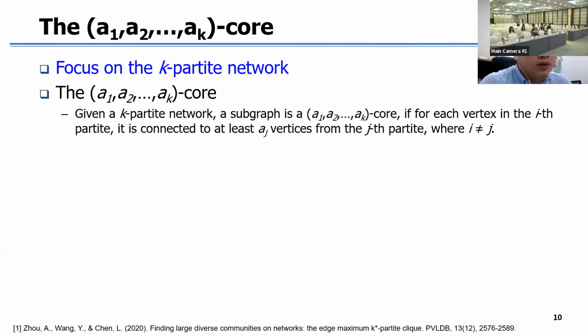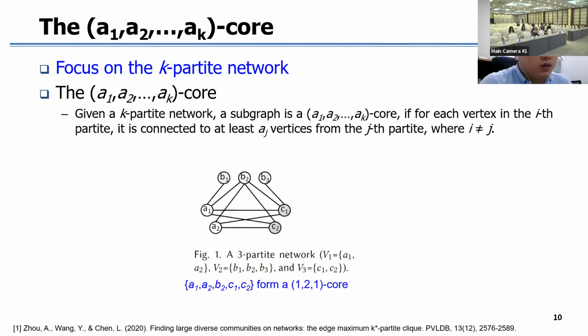if each vertex in the i-th pattern is connected to at least kj vertices from the j-th pattern, where i does not equal j. For example, this is a three-pattern network. The first pattern contains vertices A1 and A2, while the second pattern contains vertices B1, B2, and B3. The third pattern contains vertices C1 and C2. It is easy to verify that vertices A1, A2, B2, C1, C2 form a 1-2-1 core. The (k1, k2, ..., kK)-core can be computed easily by following the peeling-based paradigm.